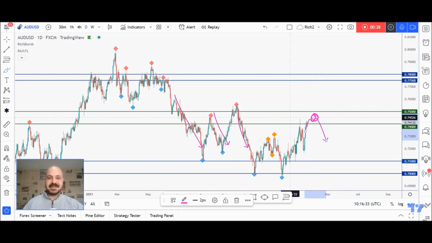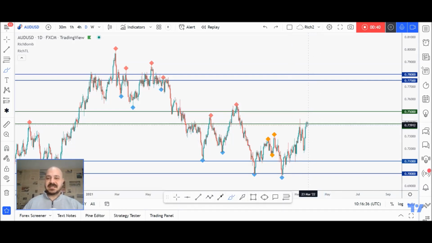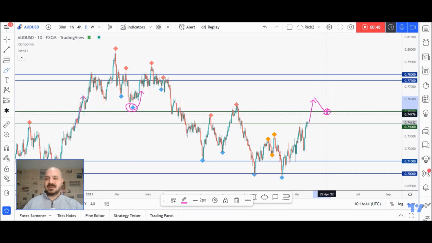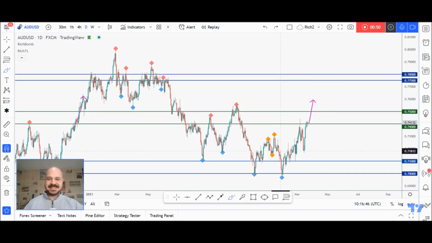acting as a resistance area, unless of course price breaks it upward again with many big bullish candles from daily time frame just like here. Then it would become support again, and we'll be looking for buy setups on the retest. But let's take it step by step, right?